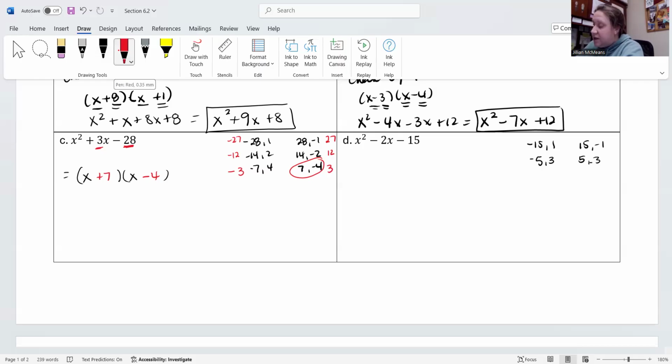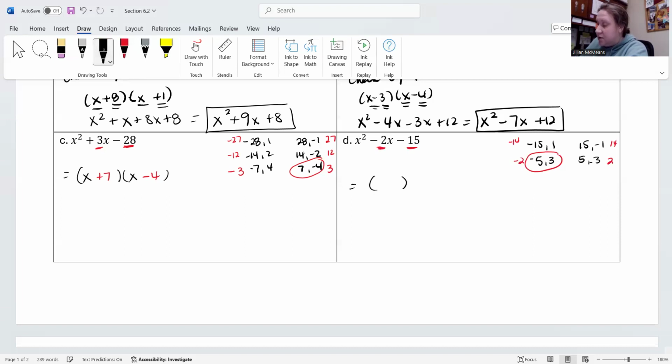So negative 15 plus 1 is negative 14. That is not negative 2. Negative 5 and 3 is negative 2, but let's just double check the next two to make sure we're good. 15 and negative 1 is 14. 5 and negative 3 is 2. So negative 5 and 3 really is the magic pair. These two numbers, when I multiply them, I get negative 15. When I add them, I get negative 2.